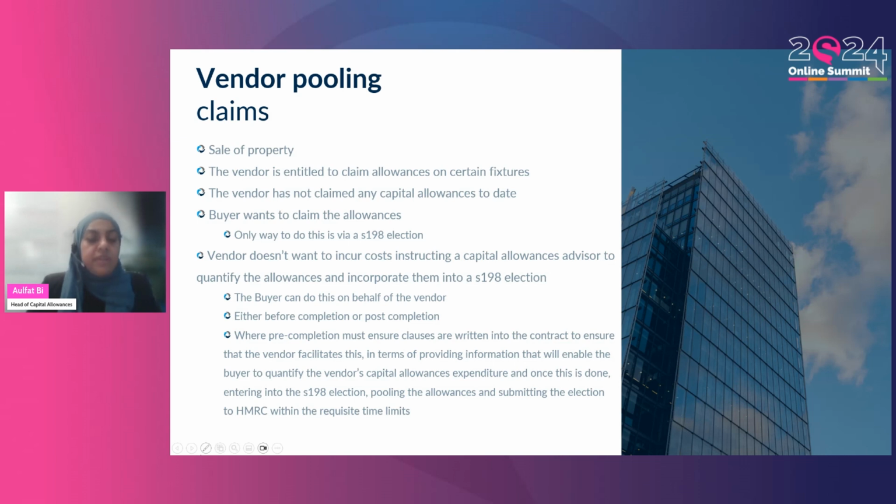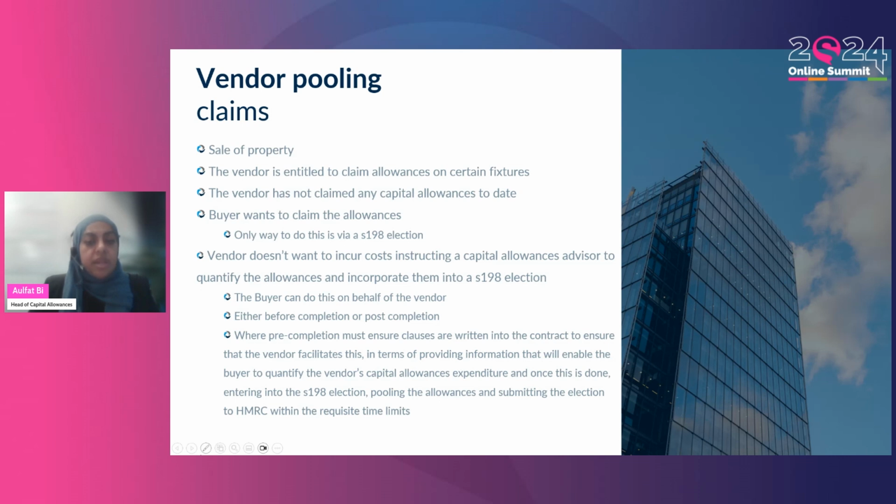election. But in that instance, the vendor hasn't benefited from those allowances, so they don't want to incur the cost of producing a capital allowances report in order to quantify the numbers that would go into the Section 118 election. So as a buyer, they're able to quantify those allowances on behalf of the vendor, obviously with their agreement, and then they can do this either before you complete or post completion, depending on the length of time that you have. Where it's pre-completion, you'd need to ensure that there are clauses in the contract to ensure that the vendor facilitates this in terms of providing information that will enable the buyer to quantify the vendor's capital allowances expenditure.